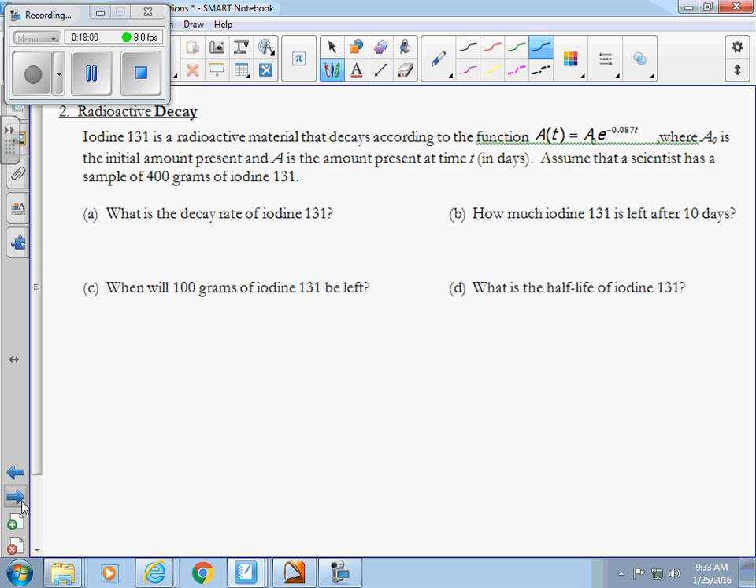All right, let's look at this one. Radioactive decay. So this is another common example for exponential growth and decay, except this one is decay. That function, I can make it bigger for you. No, I can't. Everyone write this down while I'm reading it if you can't read that. A of t equals A, little subscript 0, e to the negative 0.087t.